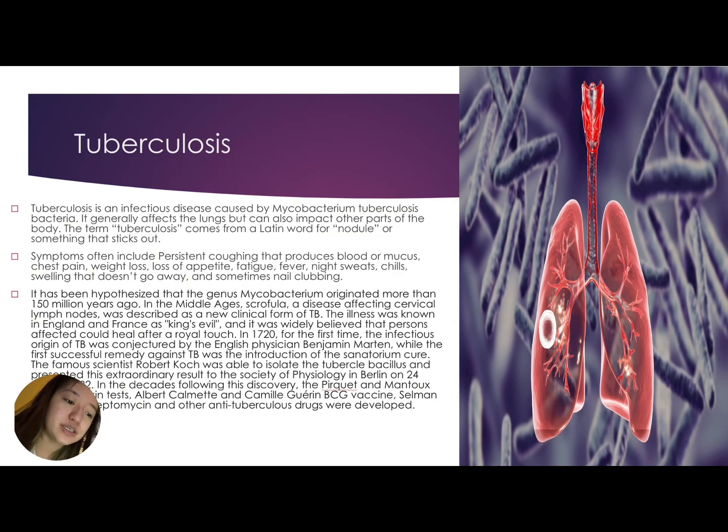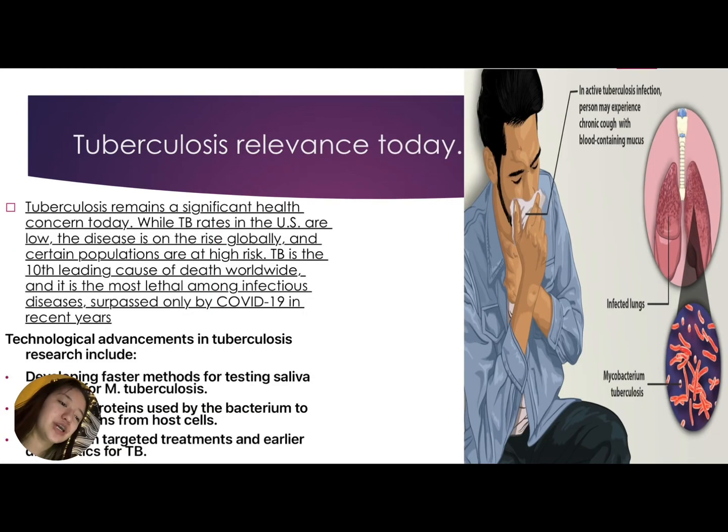The famous scientist Robert Koch was able to isolate the tuberculous bacillus and presented this extraordinary result to the Society of Physiology in Berlin on 24th of March, 1882. In the decades following this discovery, they did a bunch of skin tests, and a bunch of anti-tuberculosis drugs were developed. This is prevalence today.